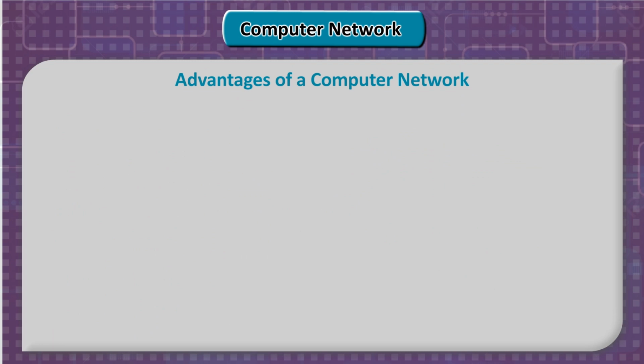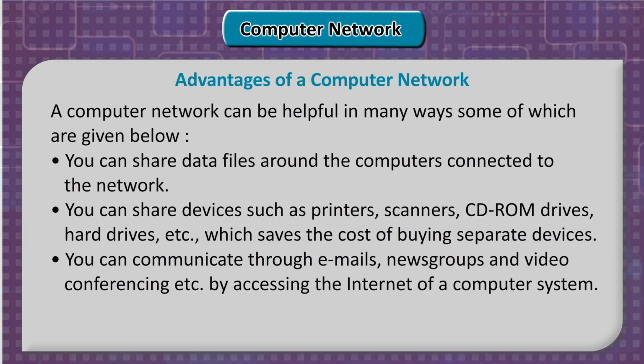Advantages of a computer network. A computer network can be helpful in many ways, some of which are given below. You can share data files around the computers connected to the network. You can share devices such as printers, scanners, CD-ROM drives, hard drives, etc., which saves the cost of buying separate devices. You can communicate through emails, news groups and video conferencing, etc., by accessing the internet of a computer system.